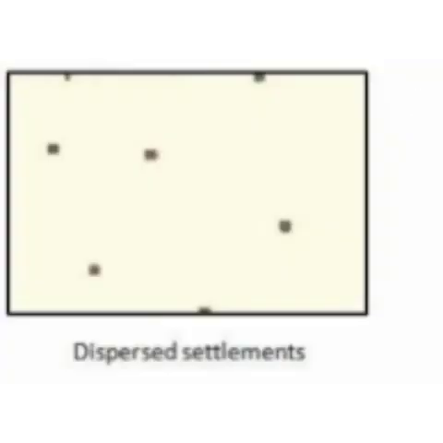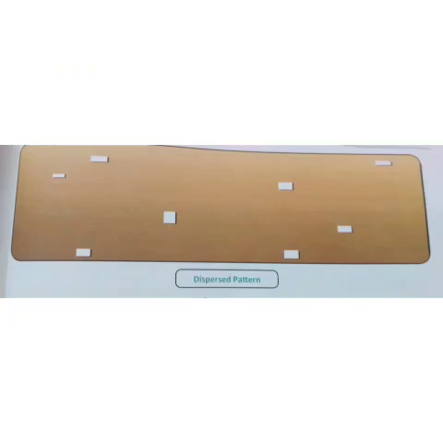Now another type of pattern is the dispersed pattern of settlement. It is also known as scattered settlement. This pattern consists of isolated dwellings or a few clusters of houses scattered over a large area. Settlements of this pattern are generally found in forest areas, hilly tracts, deserts or remote areas. So this is the dispersed or scattered type of pattern in the rural settlement.